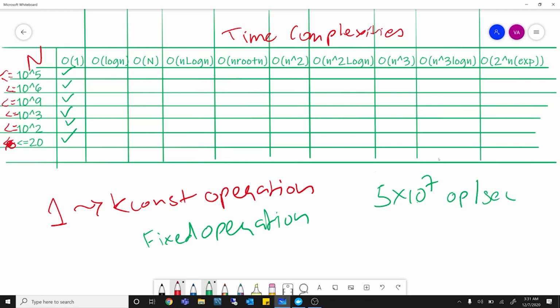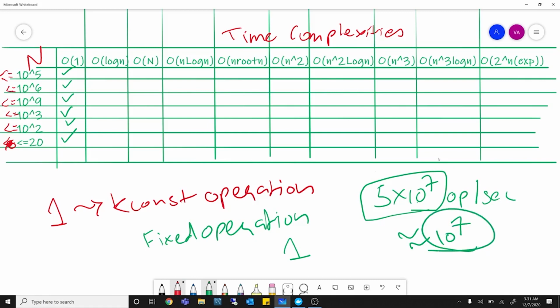So if you're given a time limit of 1 second, that means you cannot take more than 5 into 10 to the power 7 operations. Now because it also involves sometimes input, sometimes output, etc., we approximate it to 10 to the power 7. Right? So 10 to the power 7 is what we are going to focus upon and not 5 into 10 to the power 7. Because you'll understand why that is important when we come to fast input output as well.